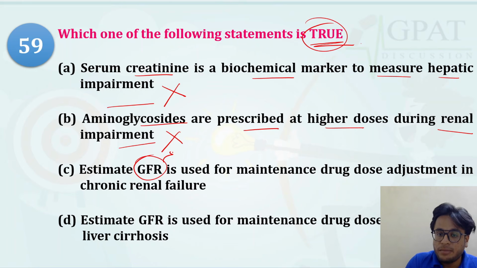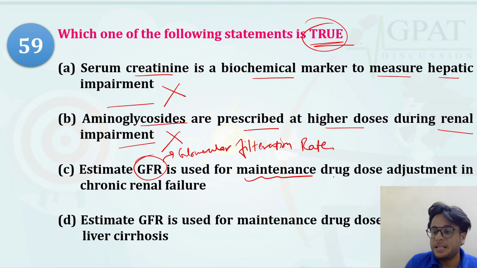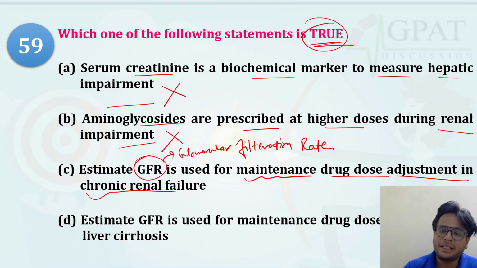Estimated GFR. GFR means glomerular filtration rate. It is used in the maintenance of drug dose adjustment in chronic renal failure. So yes, we have to estimate what amount the glomerular unit is filtering out in order to decide the drug dose that we give to the patient suffering from chronic renal failure. Yes, so this is going to be the correct option.